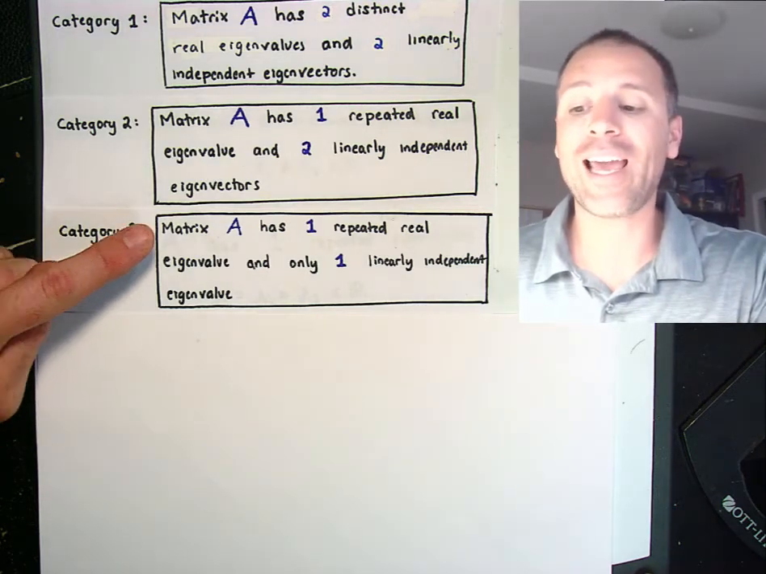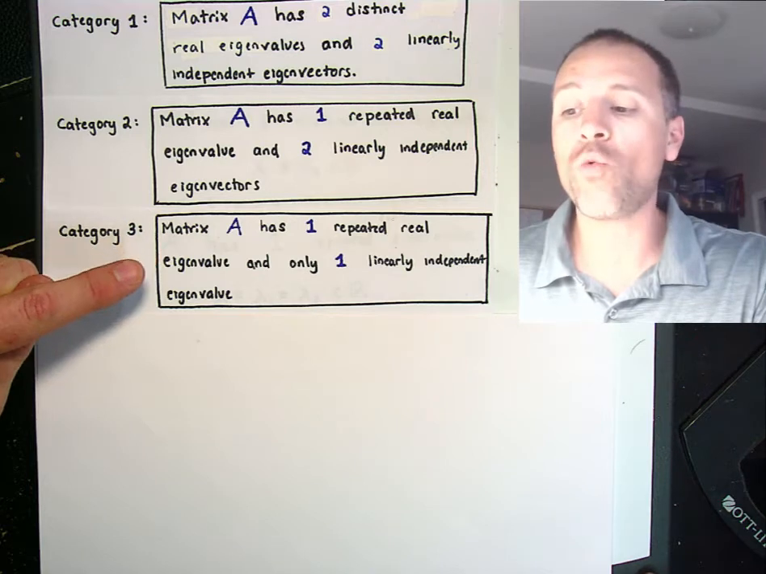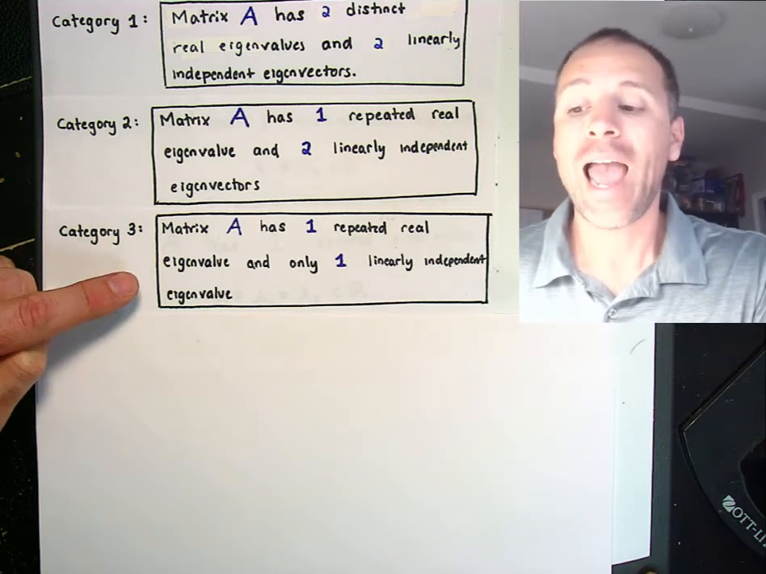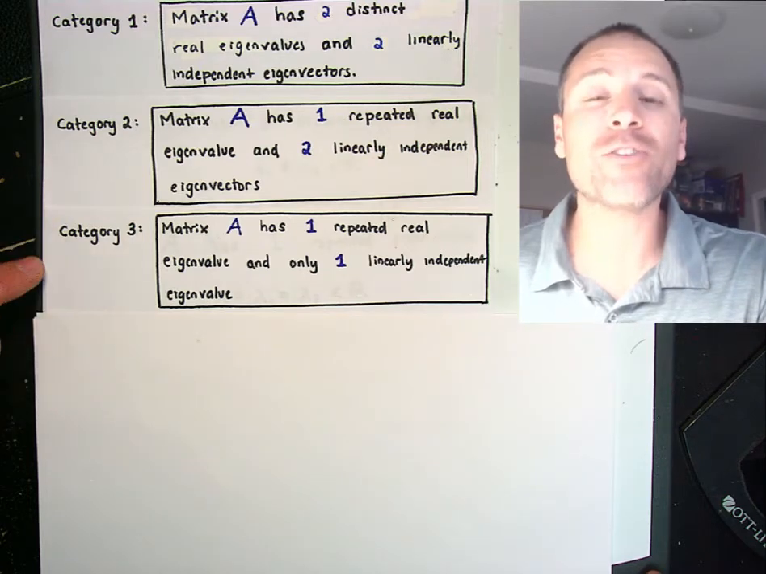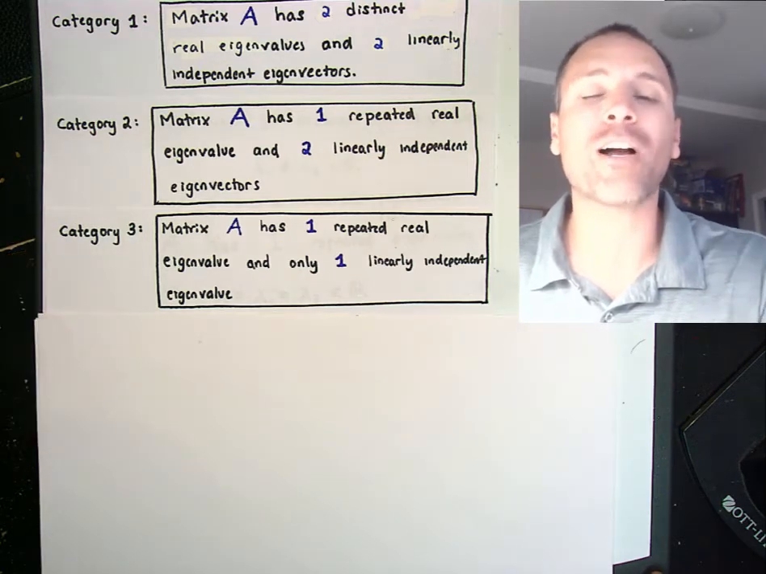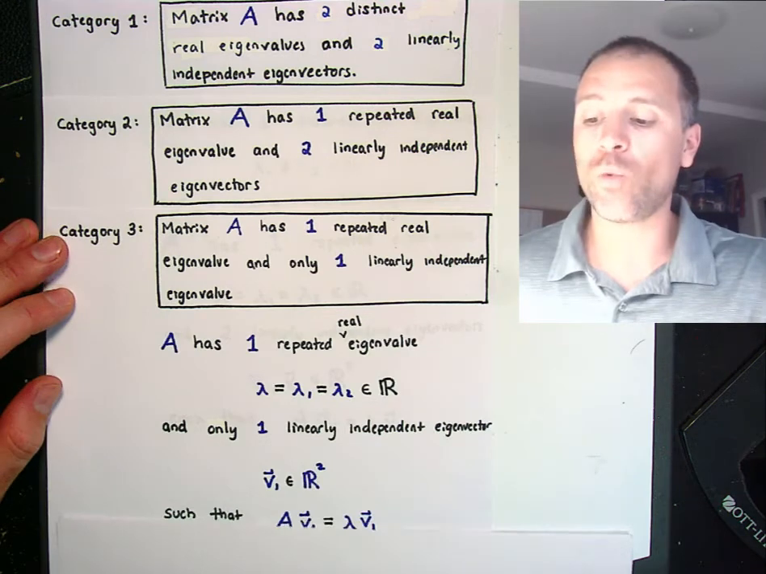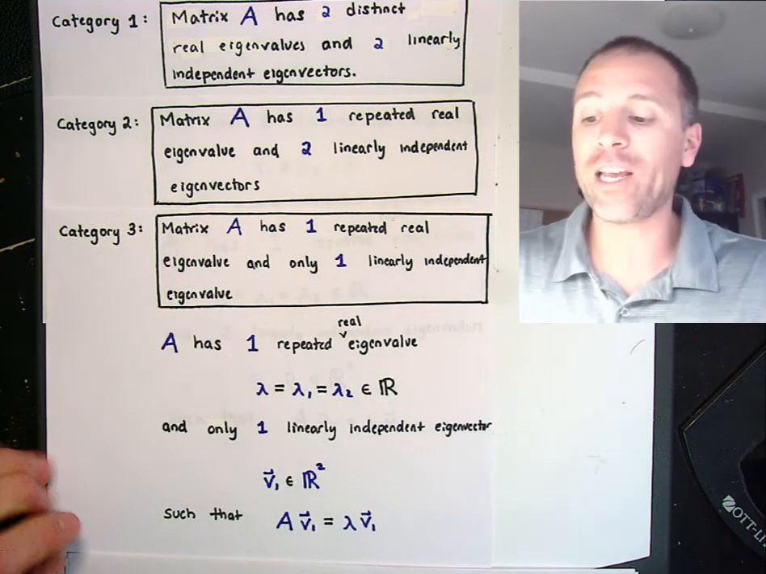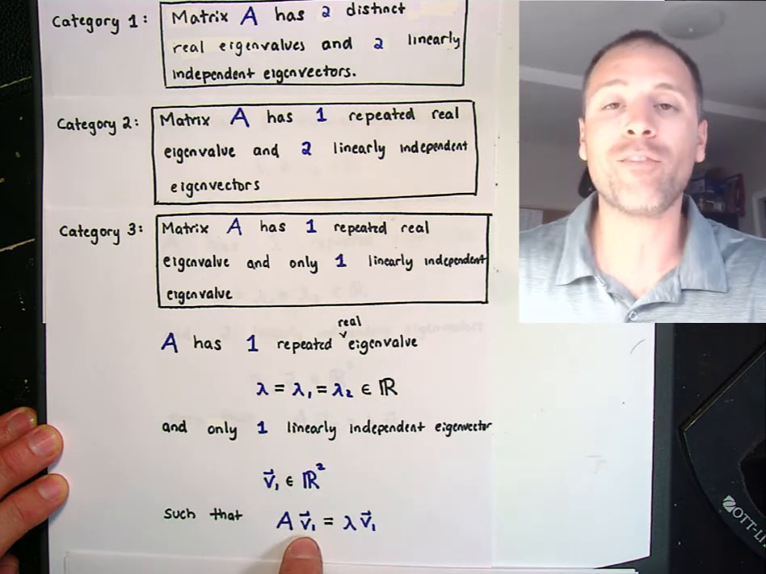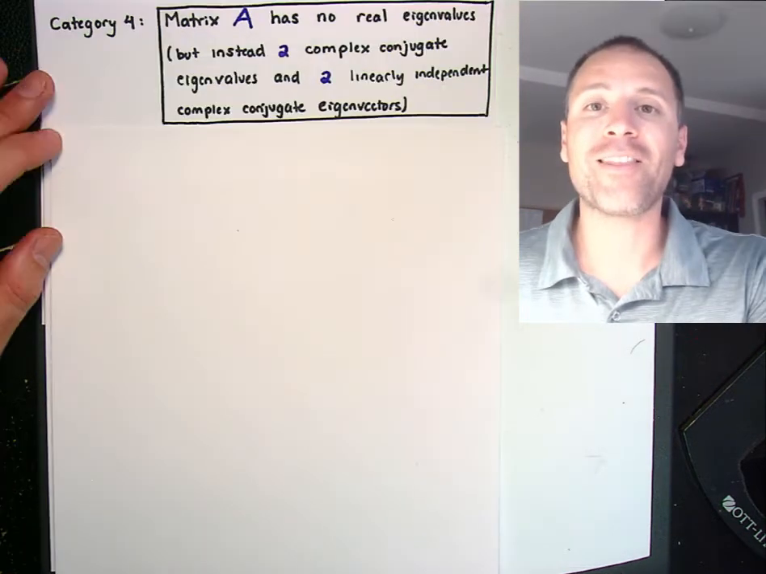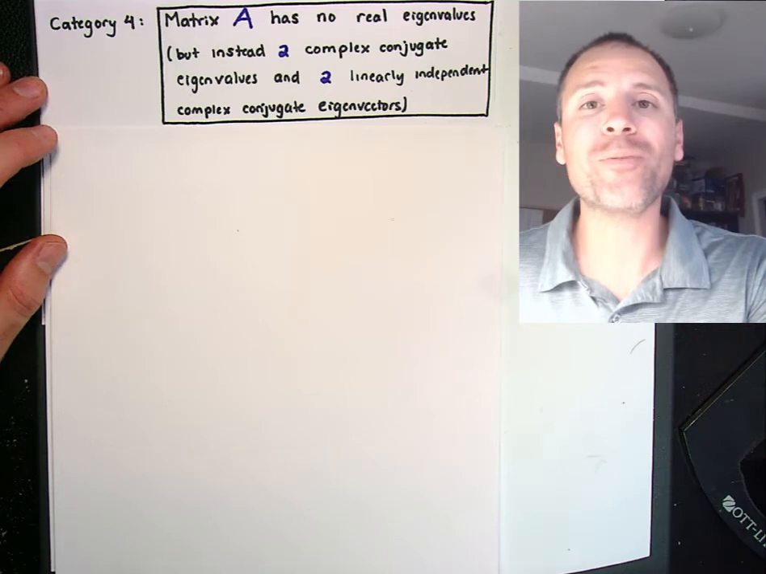The third type of 2 by 2 matrix that's going to arise in our case studies is a matrix A that only has 1 real eigenvalue that's repeated and a single linearly independent eigenvector. These matrices are called incomplete. We'll talk about that later. But the idea is when we're studying the matrix A, we can produce a single eigenvalue that only has 1 eigenvector for that eigenvalue.